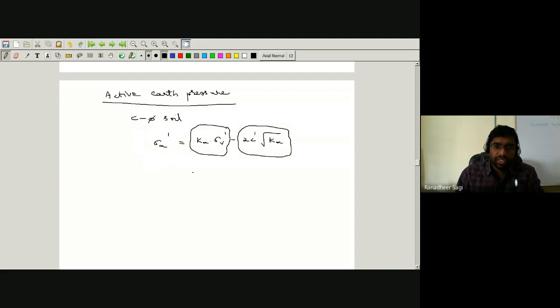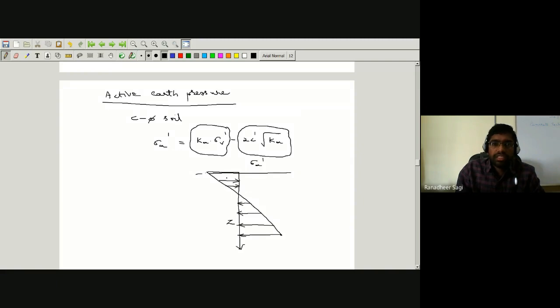And we have also seen the earth pressure distribution diagram when you plot it, showing how the sigma A dash value varies with depth. We said at ground level, when Z is equal to 0, the active earth pressure is going to be negative. And as you move into deeper depth, you have the active earth pressure distribution varying something like this.